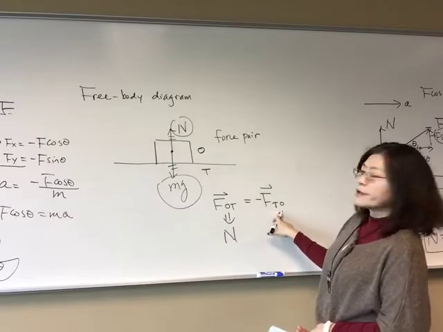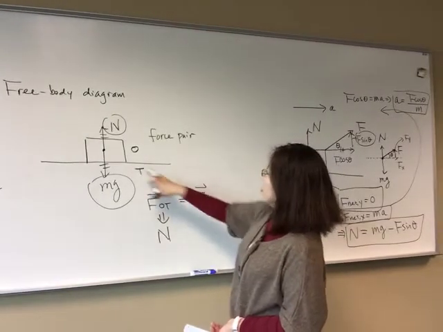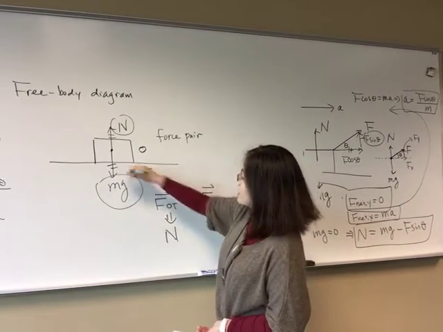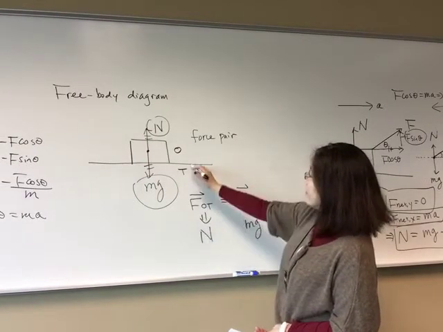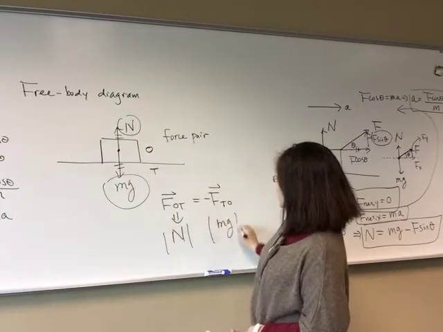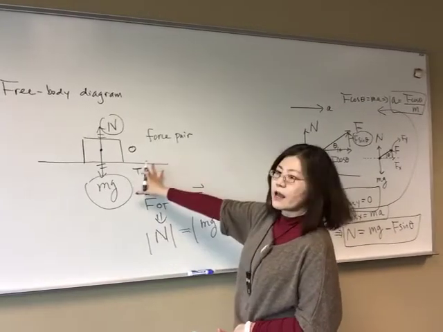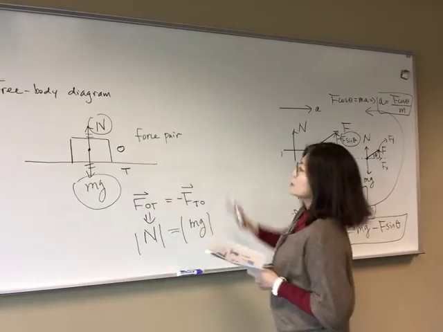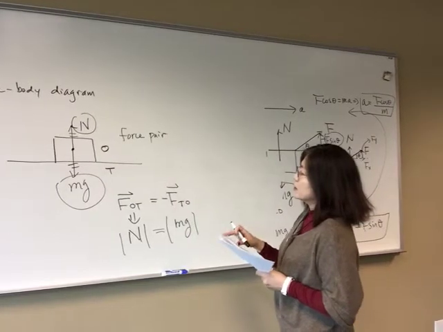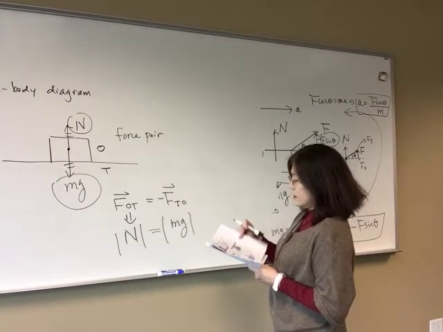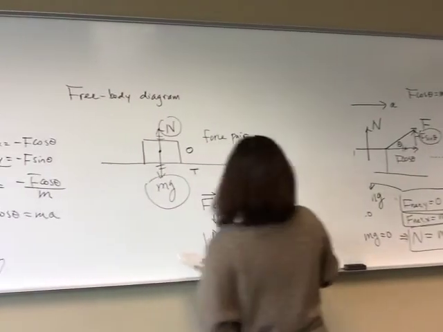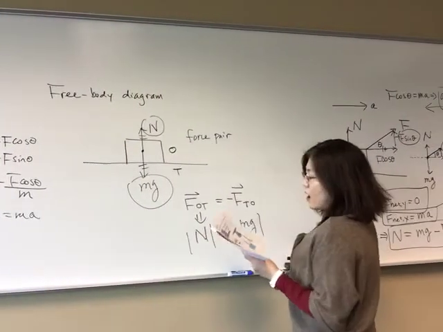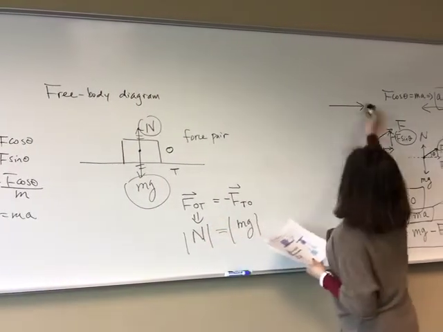And what is the force acting on the table by the object? The force acting on the table by the object is just mg. And you can see that they have the same magnitude. Magnitude-wise, they're exactly the same, but pointing in the opposite direction. So this is what we call Newton's third law force pair. Okay, so that's that.